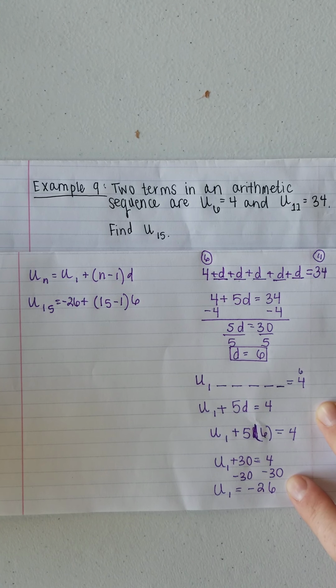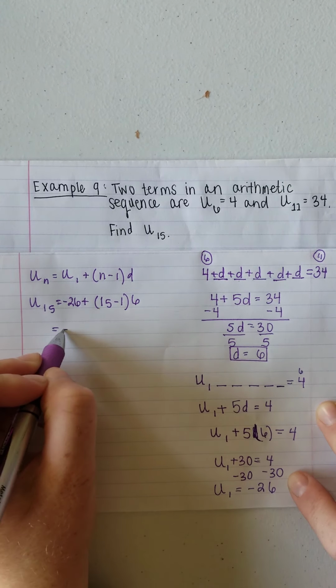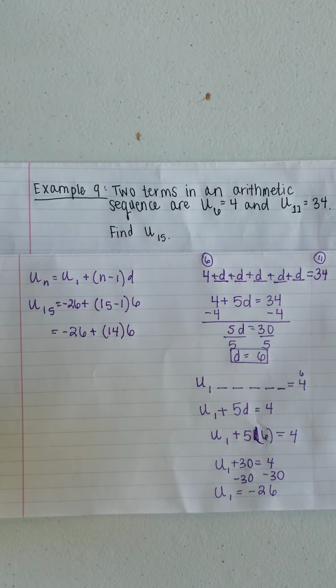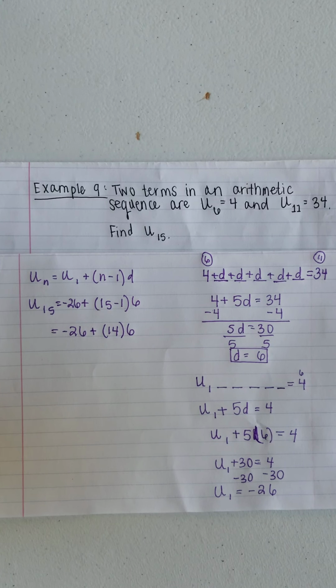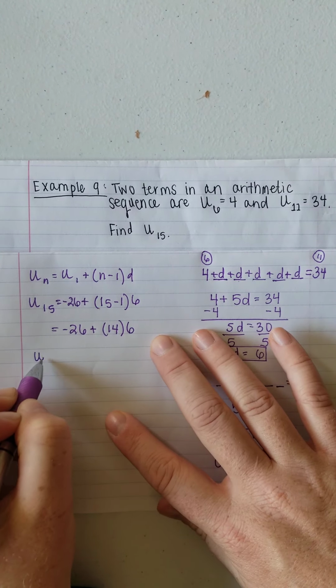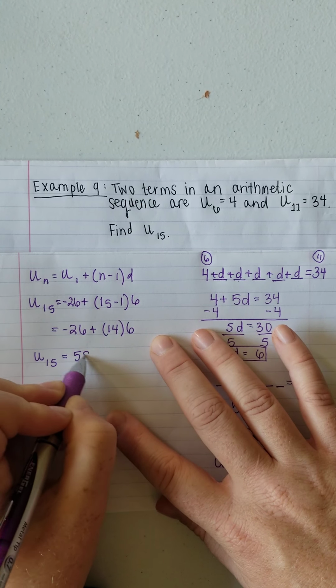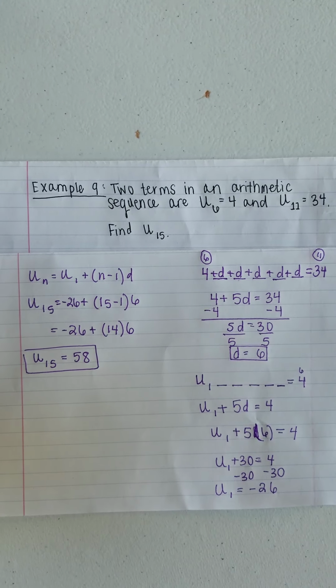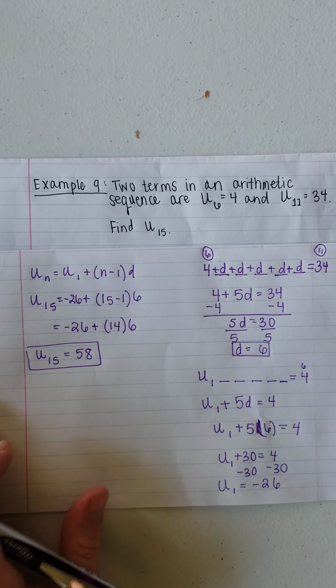Okay, so let's do some math. Negative 26 plus 14 times 6. I'm going to go ahead, jump over to Desmos, plug it all in. So we have negative 26 plus 14 times 6, which is 58. So the 15th term is 58. And there we go. That one obviously takes a lot more work to do.